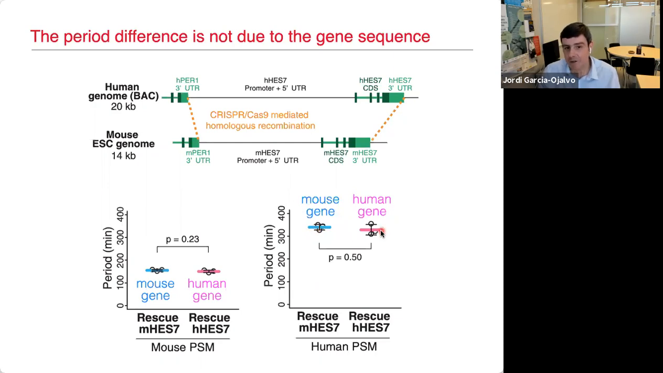So this is a clear indication that the difference in period is not due to the difference in the gene. Okay, that's the first point that I wanted to tell you. So now the question is, where do the differences come from?